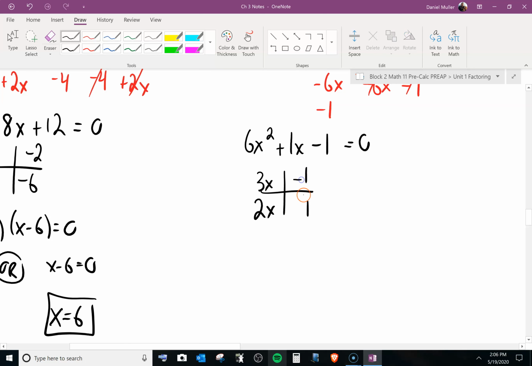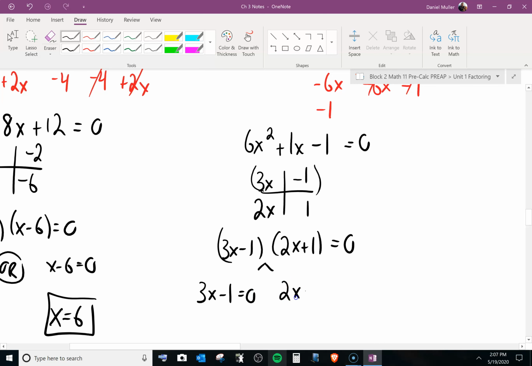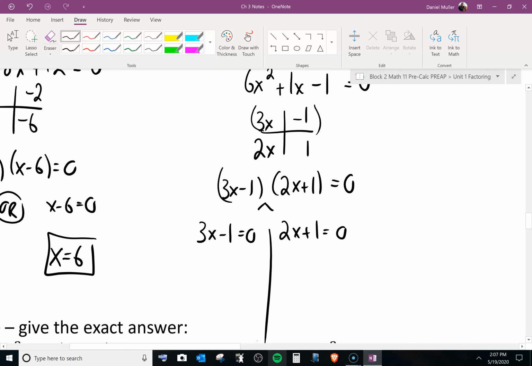I'll put the negative here, and I get 3x negative 2x, which is 1x. Okay, well, that worked out quite nicely. I didn't think that would work. So I've got a 3x minus 1 and a 2x plus 1 is equal to 0. So I can do 2 separate ones: 3x minus 1 equals 0 and 2x plus 1 equals 0. So those are my 2 equations that I can solve.